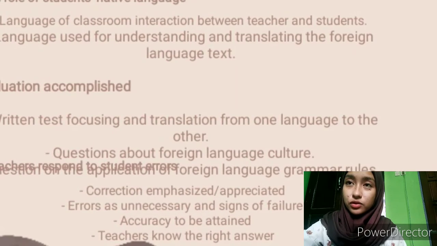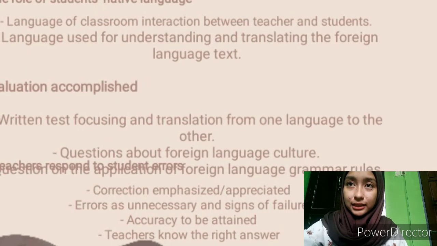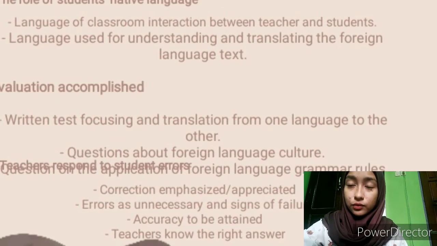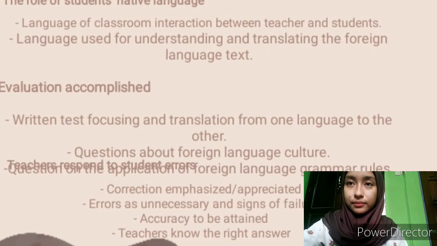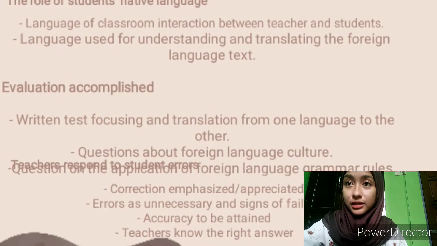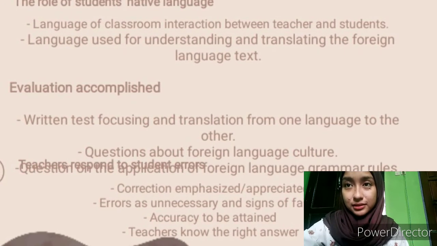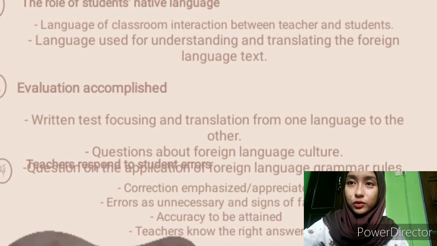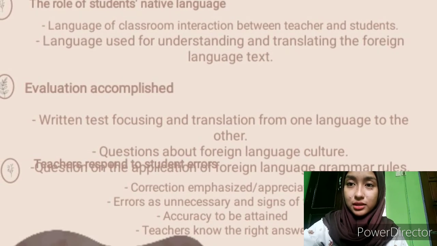The role of students' native language. The first is the language of classroom interaction between teacher and students. Second, language used for understanding and translating the foreign language text. Evaluation in GTM: the first is a written test focusing on translation from one language to the other. Second, questions about foreign language culture. Third, questions on the application of foreign language grammar rules.